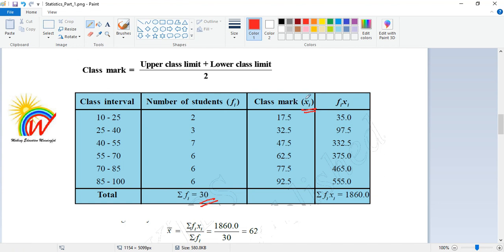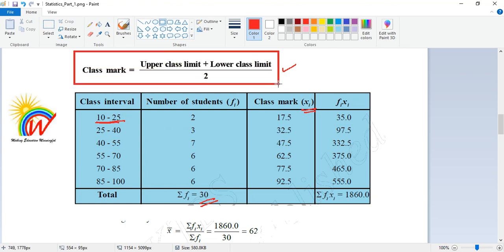This xi is nothing but the actual class mark. From the interval we are going to take the class mark. So class mark is the number which is right between these two values. So between 10 and 25, the number right between 10 and 25. For that you can use the formula given over here. It says class mark is equal to upper class limit plus lower class limit over 2. Here the lower class limit is 10, upper class limit is 25.